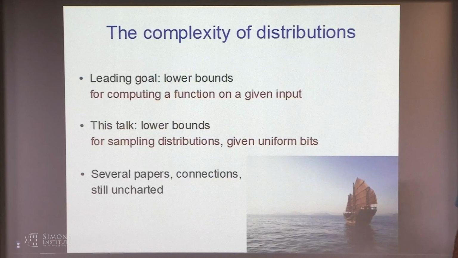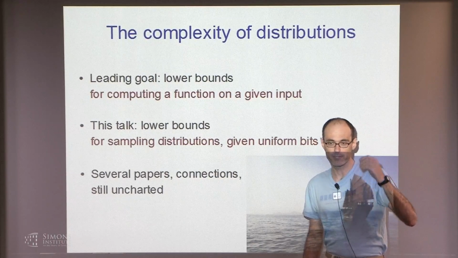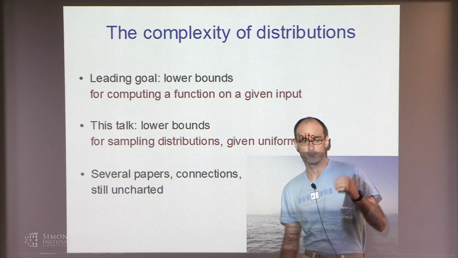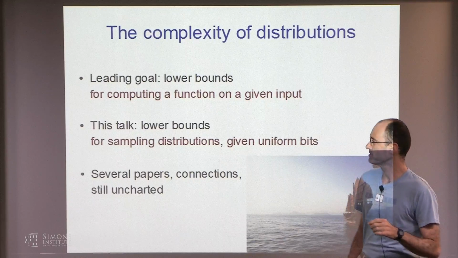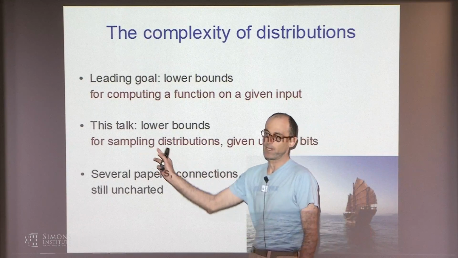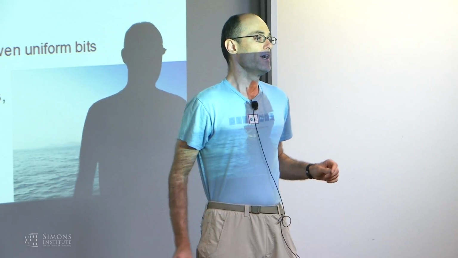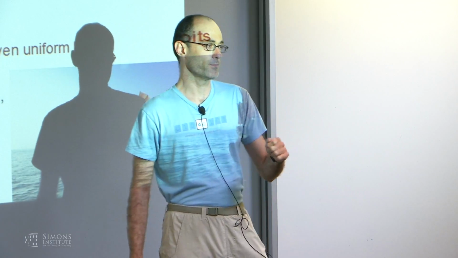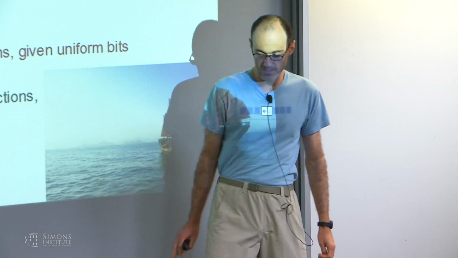Thanks. So when we talk about lower bounds, we usually mean lower bounds for computing a function on a given input. This talk is going to be about a different type of lower bounds, which I'm going to call sampling lower bounds. Okay, so here the setup is that you have some distribution in mind, and you want to know how difficult it is to sample that distribution, say just given random bits.